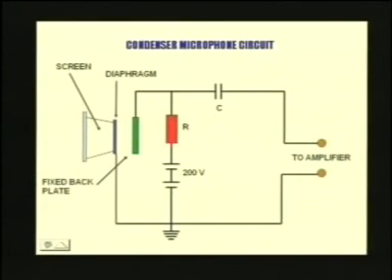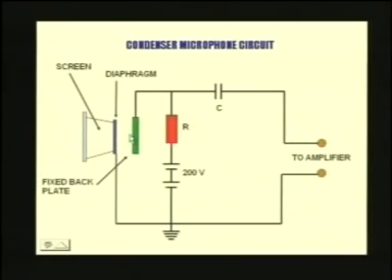Please check up here. The diaphragm is movable and the plate is fixed. Whenever air pressure is coming from this side, the screen moves. In turn, the diaphragm also moves towards the plate, where the distance between these two plates is closing. When it is close, the capacitance is increasing. When the capacitance is increasing, the voltage also increases.